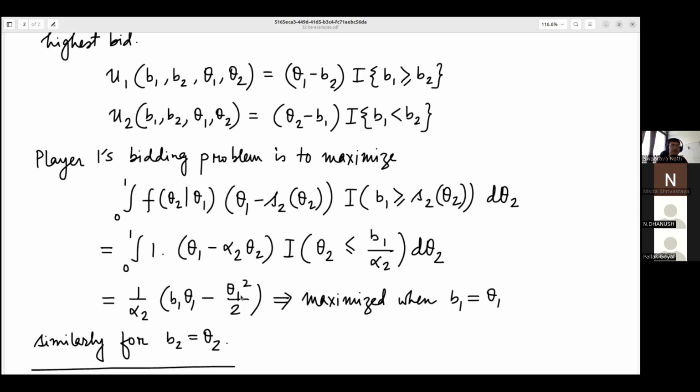So, sir, in general, in any mechanism design, does the tie-breaking rule not play any role? That we cannot say. No, that we cannot say. At least for second price auction, we know that this is true.